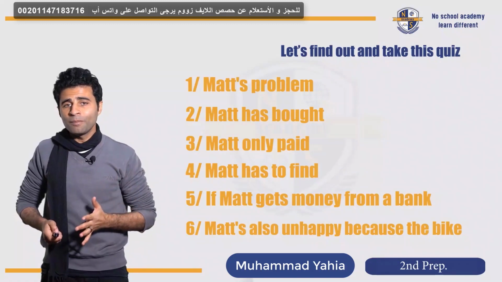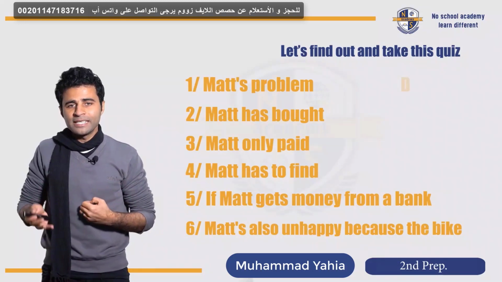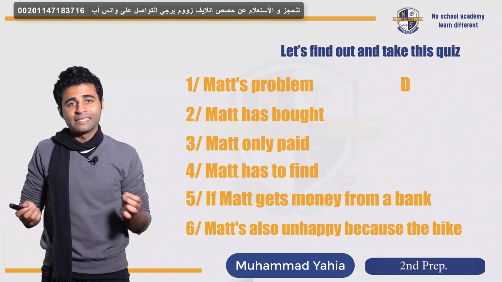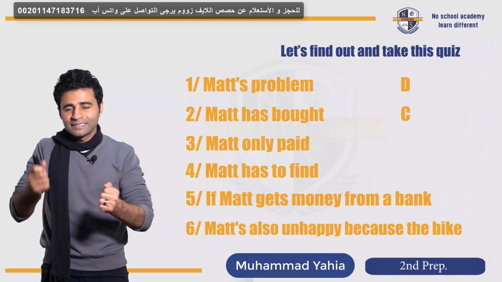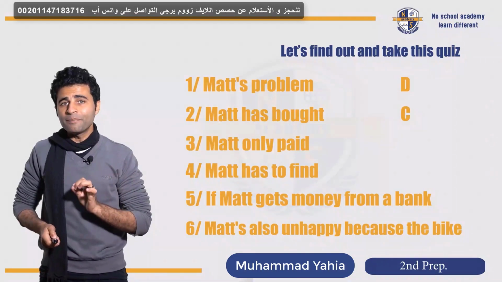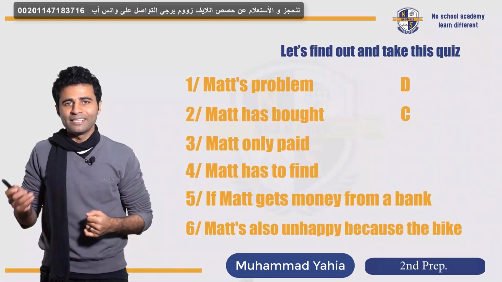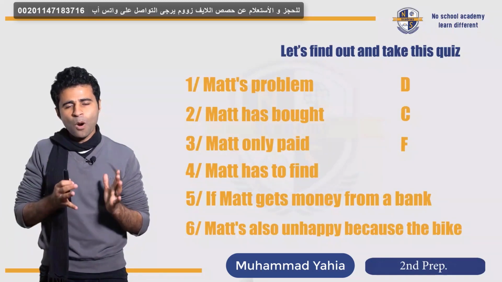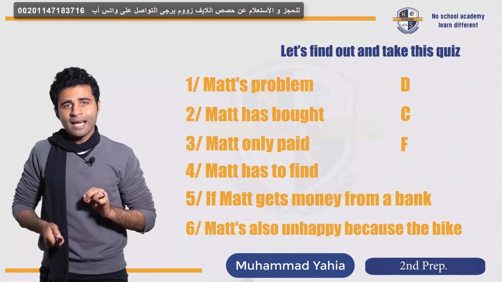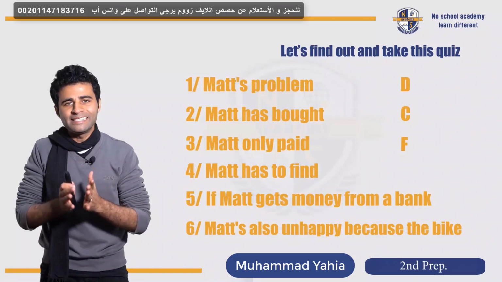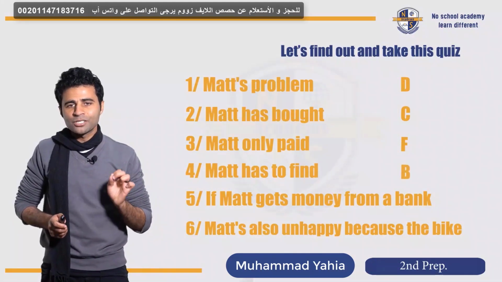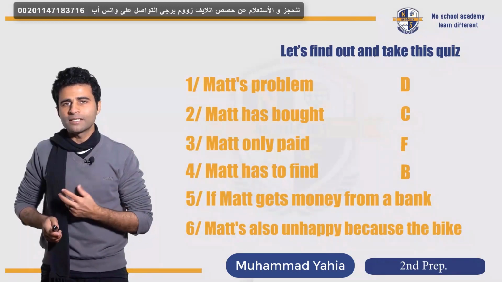Number 1, Matt's problem. Of course, it's letter D. It is about money. Number 2, Matt has bought what? Yes, letter C. A used motorbike. Number 3, Matt only paid. Exactly, letter F is the correct answer. Part of the price, not all the price. Number 4, Matt has to find what? Yes, excellent, my boy, excellent. The letter B, some more money to pay for the motorbike.